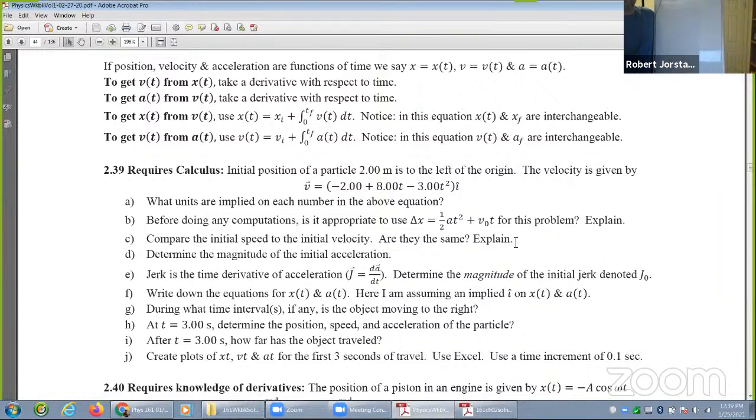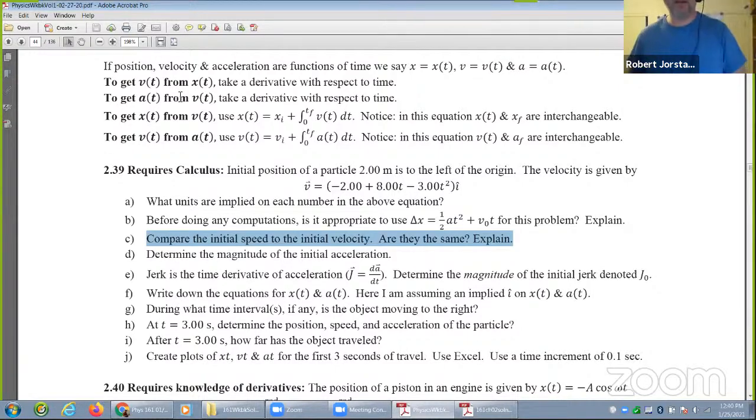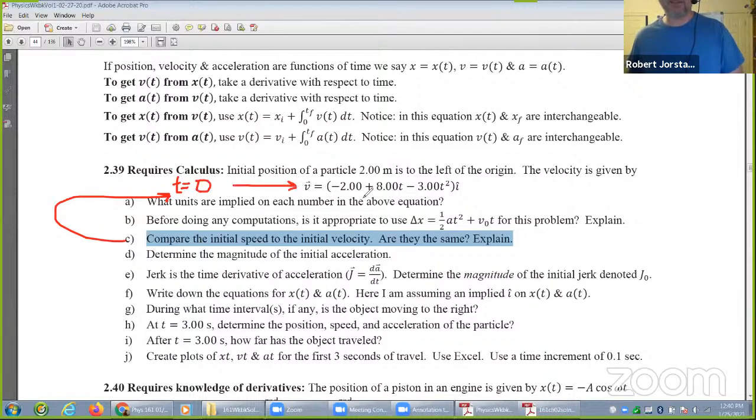All right. So let's look at this one. Part C. Speed and velocity are similar, but not exactly the same. What is the initial velocity in this case? Well, if I want to know the initial velocity, that's just saying t equals 0. That's the initial time, t equals 0. So if I plug in t equals 0 into there, what is the initial velocity?